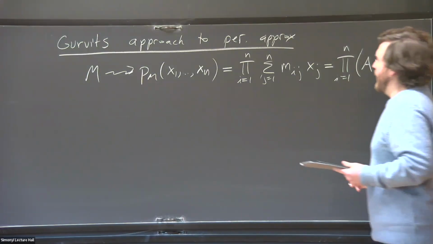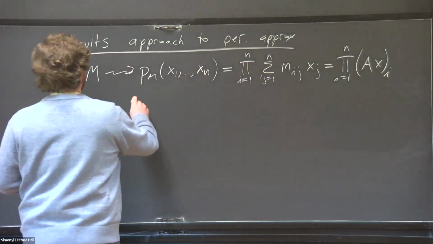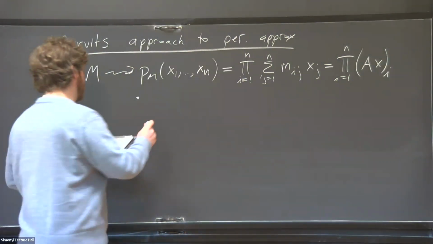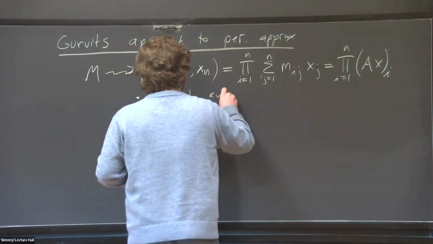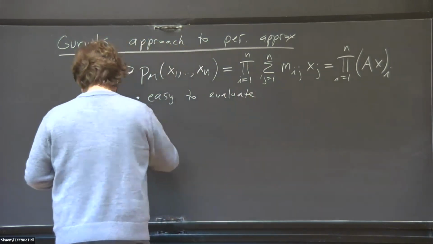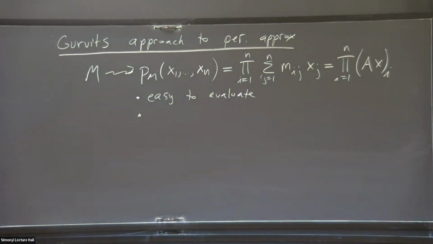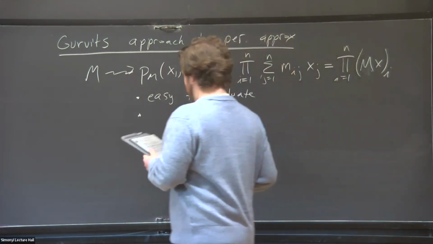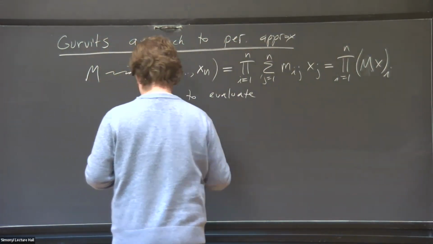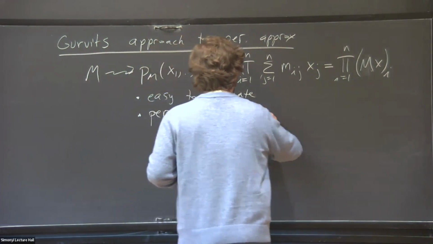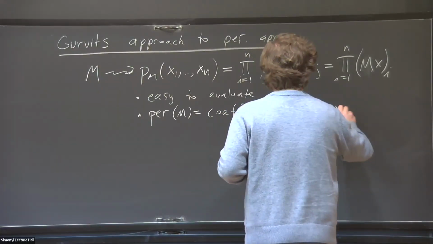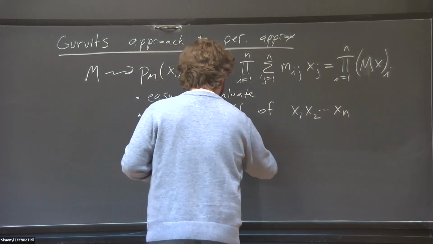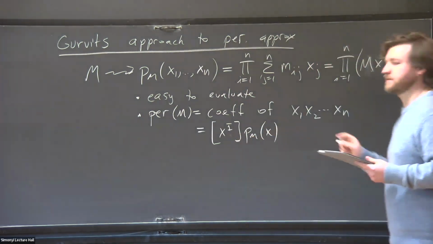I want to make two comments about this polynomial. The first thing is I've given you a very nice formula for it, so it's easy to evaluate. The way it connects to the permanent is that a particular coefficient of this polynomial is the permanent of M. The permanent is the coefficient of the monomial x1 times x2 up to xn, which I'm going to denote as follows from now on, meaning the all-ones coefficient of the polynomial.